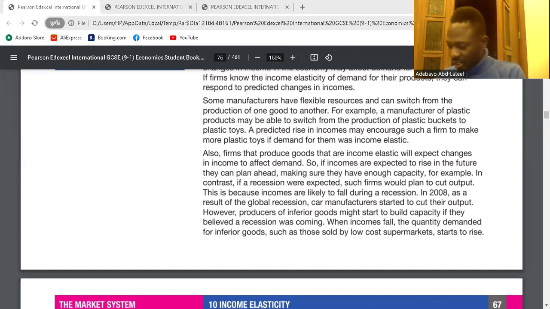Now, if it is predicted that in the future there's going to be recession, it will not just happen. There are signals. There's what we call market signals. So these signals are what experts, economists work on. So if it is predicted that in the future there's going to be a recession, businesses that sell products that are income elastic should start cutting their output, because at that period of time, income level would fall. That means they're not going to be able to sell as they used to sell. Is it clear? So this is income elasticity and businesses. Any question about it? No. So we'll move on.